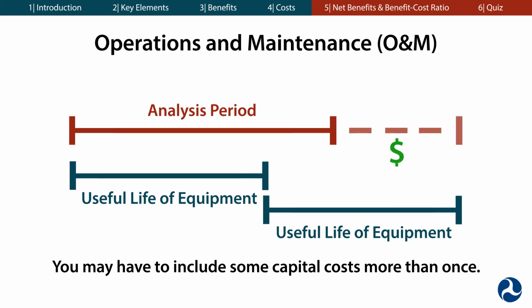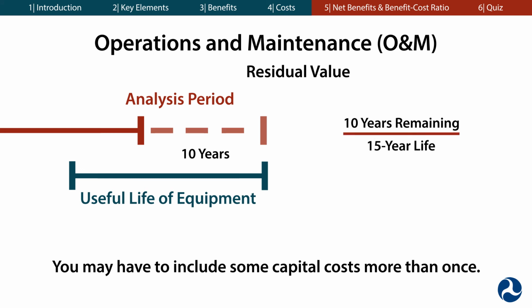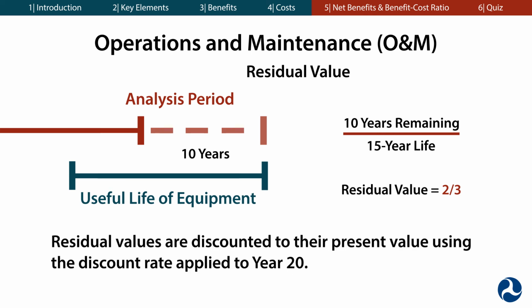One way to account for assets still in use at the end of the analysis period is to net out the remaining value of the asset. This is called the residual value. Using the previous example, after 20 years, you still have 10 years of useful life remaining in the replacement equipment. Because you've used 5 years of the expected 15-year life of your equipment, its residual value is 2/3 of its value at the 20-year mark. Residual values are then discounted to their present value using the discount rate applied to year 20. You should be sure to describe the useful life assumptions that you use when expressing residual value.